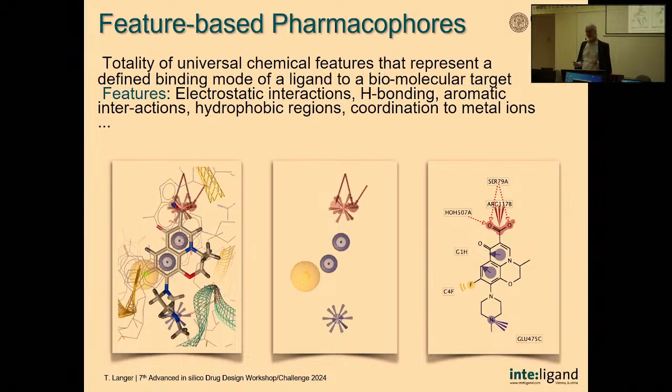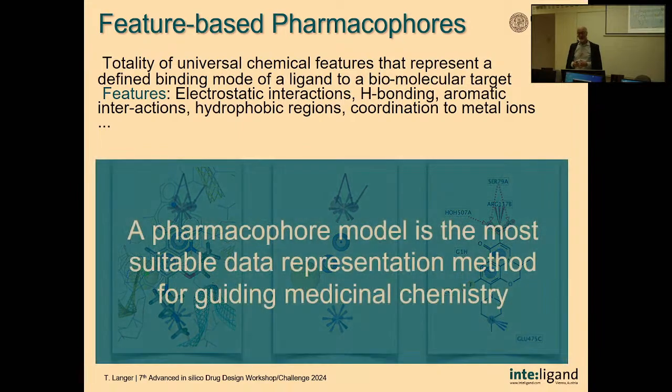And these features can be electrostatic interactions, H bonding, hydrogen bonds, right? Aromatic interactions, hydrophobic regions, but also coordination to metal ions. Also coordination of halogen atoms to lone pairs in the protein, and so on. So this is a whole description in three-dimensional space that you can use to compare molecules with each other. On one side, to get ideas how to modify a molecule to make it better for a certain pharmacophore, or also to make it less good if you want to avoid a side effect.